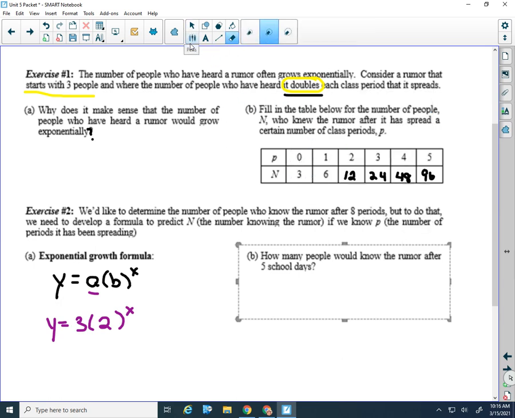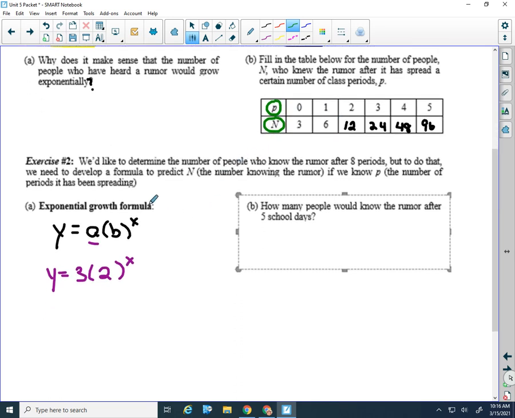Now, we're using x and y. If we want to be super awesome, we should use P and N. P stands for the number of periods. That's a time, so that's going to go in our x spot. Usually the first row is x and the second row is y. So instead of a y, I'm going to put an n equals 3 times 2 to the number of periods.